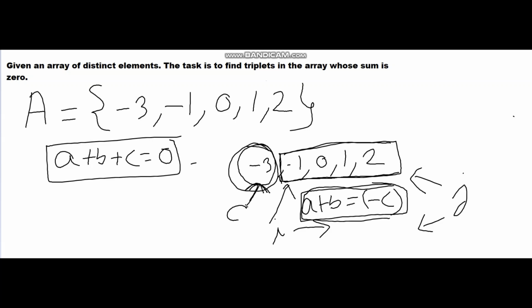If not, then c will point to the second element, minus 1, and the remaining array will become 0, 1 and 2. In this case, we have to find a plus b such that the sum of them is equal to minus of c. So here c equals minus 1. I will basically tell you the code, then it will become much more clear.